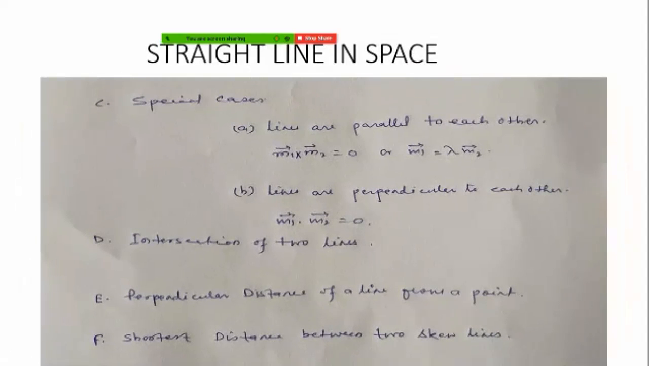The second topic is the special cases that we will study in straight line in space. Lines are parallel to each other, and for that case we can write mathematically m1 vector cross m2 equal to 0, or vector m1 equal to lambda m2. Second, the lines are perpendicular to each other, that is m1 dot m2 equal to 0. After that, we will look at the intersection of two lines. Next, the perpendicular distance of a line from a point. And last, the shortest distance between two skew lines.